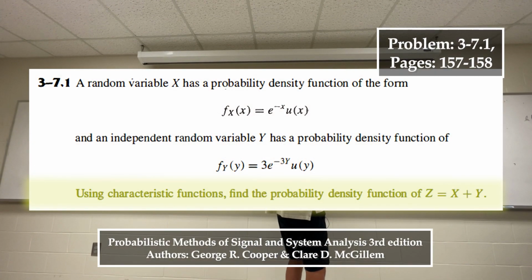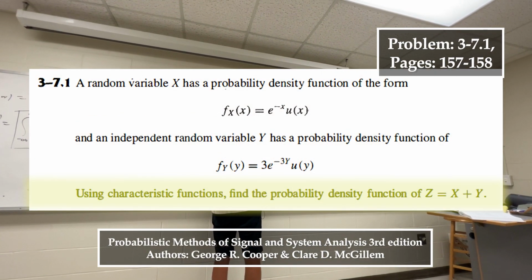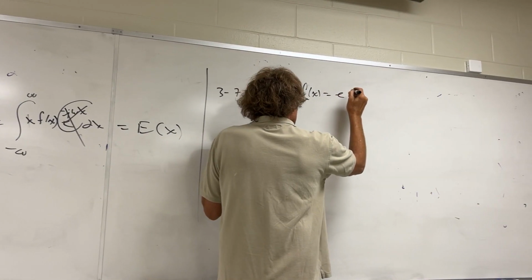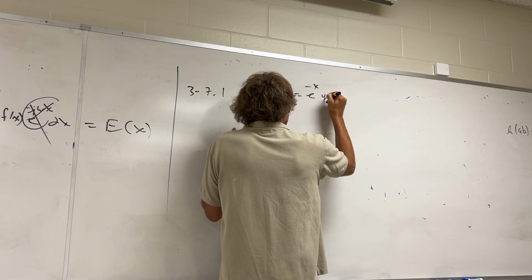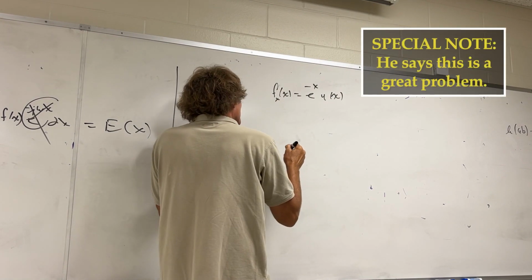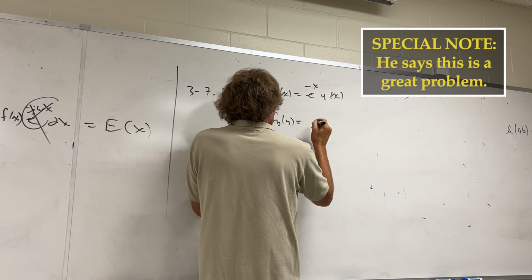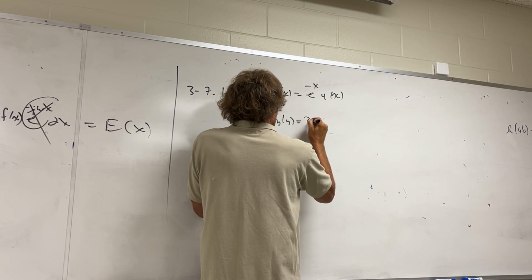A random variable x has a probability density function of the form f sub x of x equals e to the negative x u of x. This is a dream. And an independent random variable y has a probability density function of f sub y of y equals 3e to the negative 3y u of y.